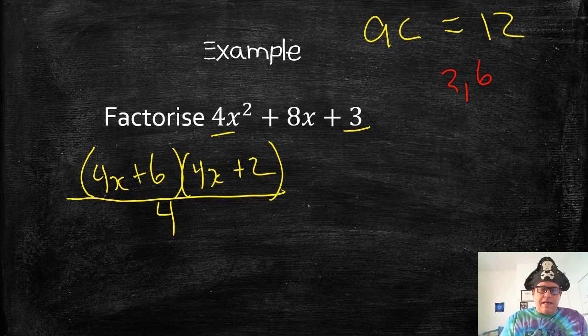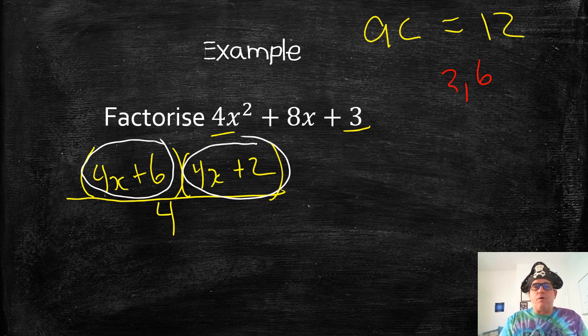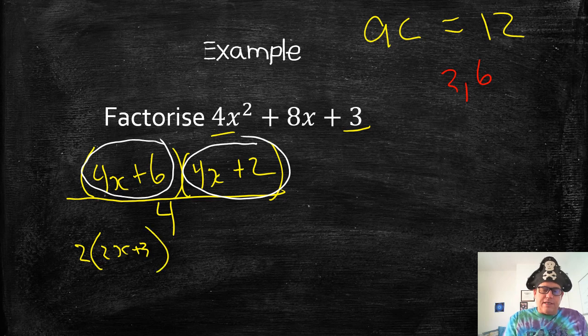Okay, now look to factor. Now look what happens this time. That has a factor of 2, and that has a factor of 2. I can factor from both brackets, so I need to factor from both brackets. So the first one is going to be 2 times 2x plus 3. The second bracket I can factor out a 2. That's going to leave me 2x plus 1. And the whole thing is over 4.